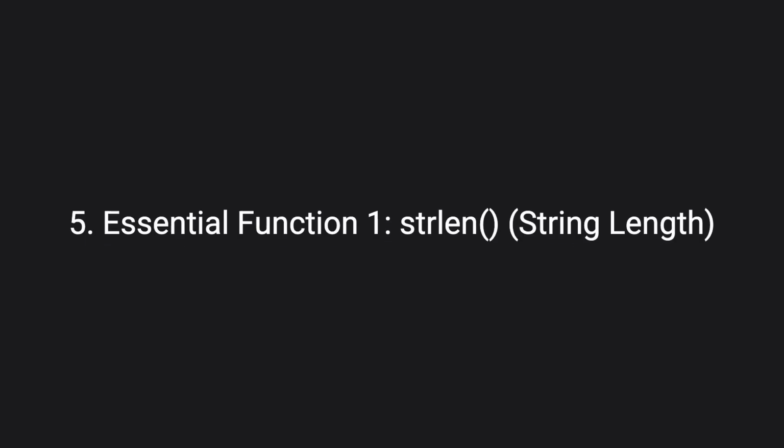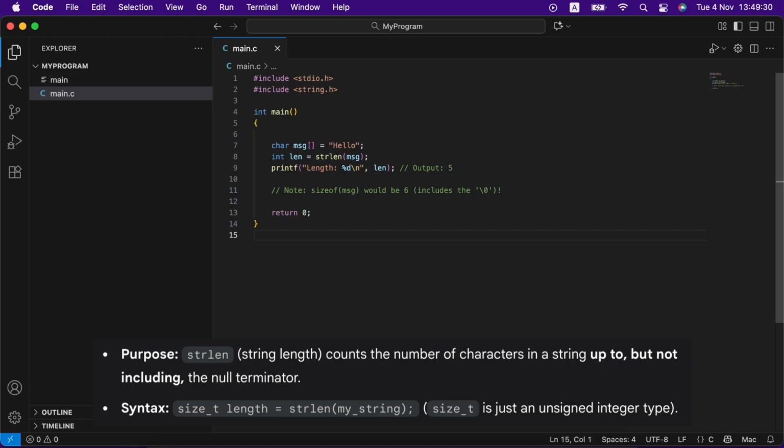Fifth, essential function 1, string length. Purpose: strlen, string length, counts the number of characters in a string up to, but not including, the null terminator. Syntax: size_t length = strlen(my_string). size_t is just an unsigned integer type.